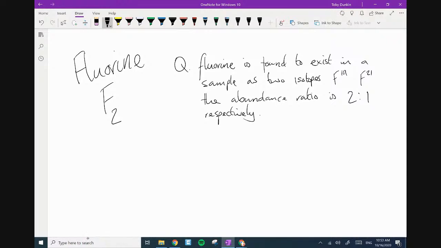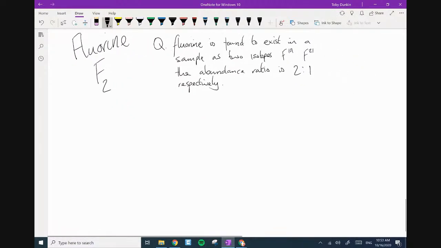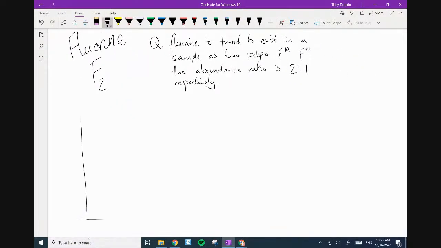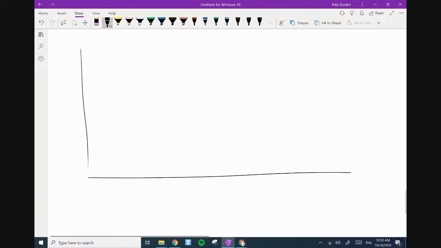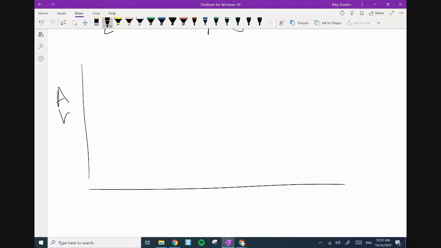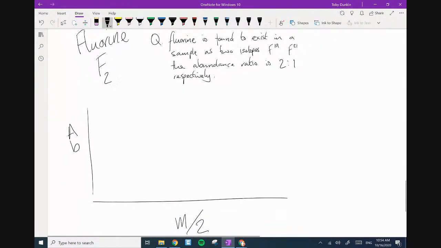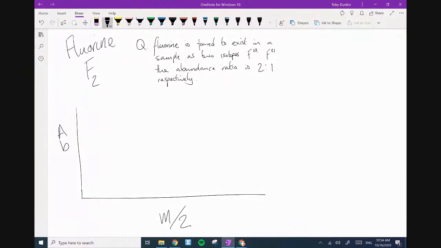Right, so what we know is that F19 is 2 and F21 is 1. It's then going to say, on the graph, draw the peaks that you would see in its mass spec. So, abundance, M over Z. Okay, so what we now know we're going to get. Again, can you please pause the video, have a go at creating it.